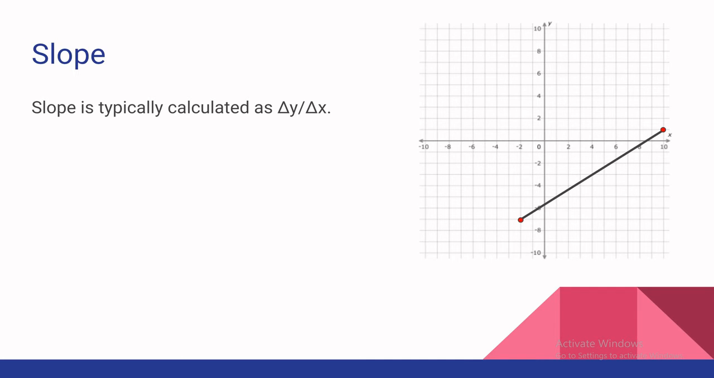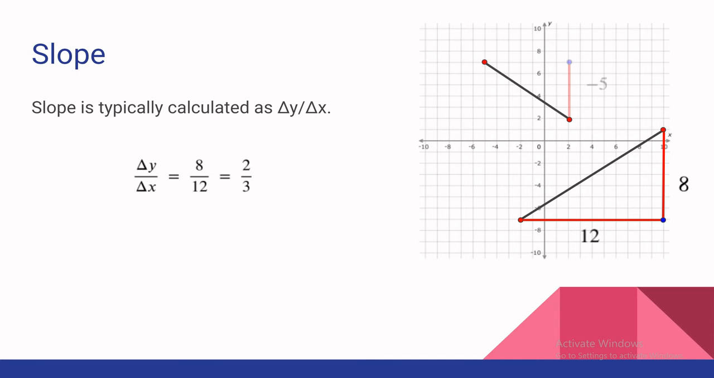So we have this line here. To find the slope, we first look at its rise, which is 8, and then its run, which is 12. Rise being going up and run being going horizontal. So rise over run, this line has slope of 8 over 12, which simplified becomes 2 over 3. Looking at another example, this line has a rise of -5 and a run of 7. So the slope would be -5 over 7.